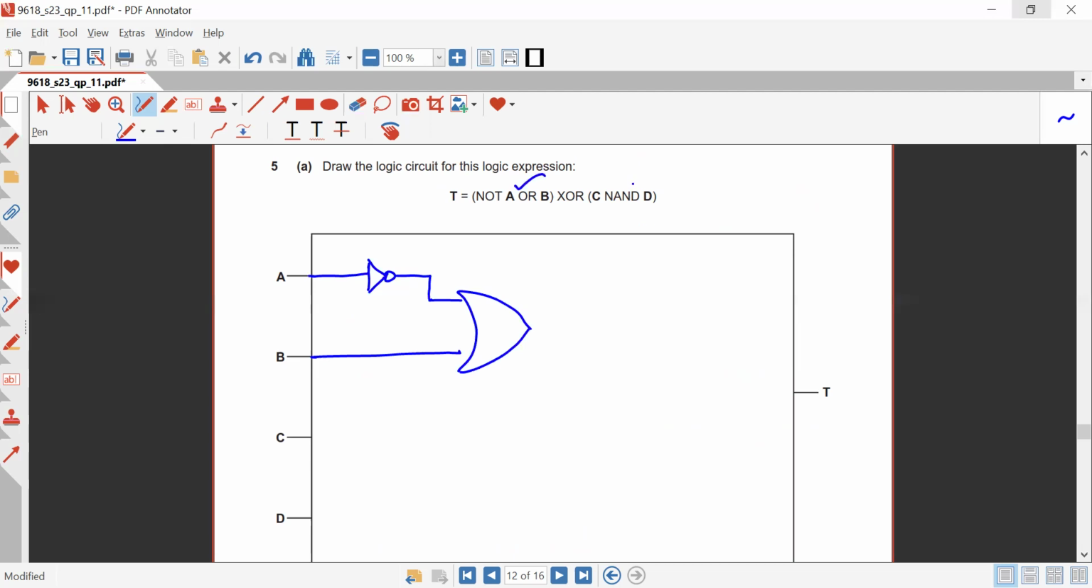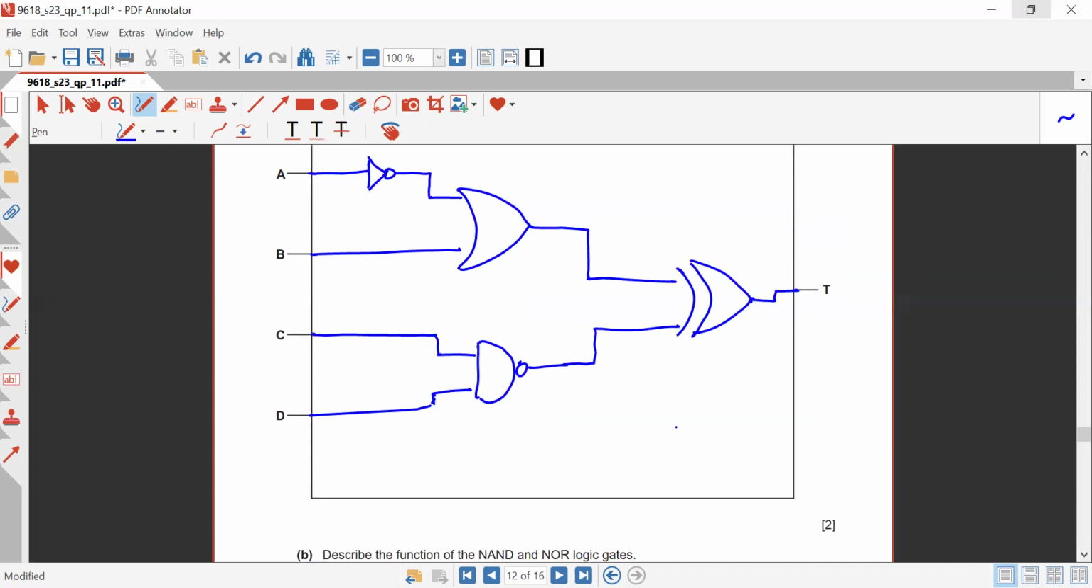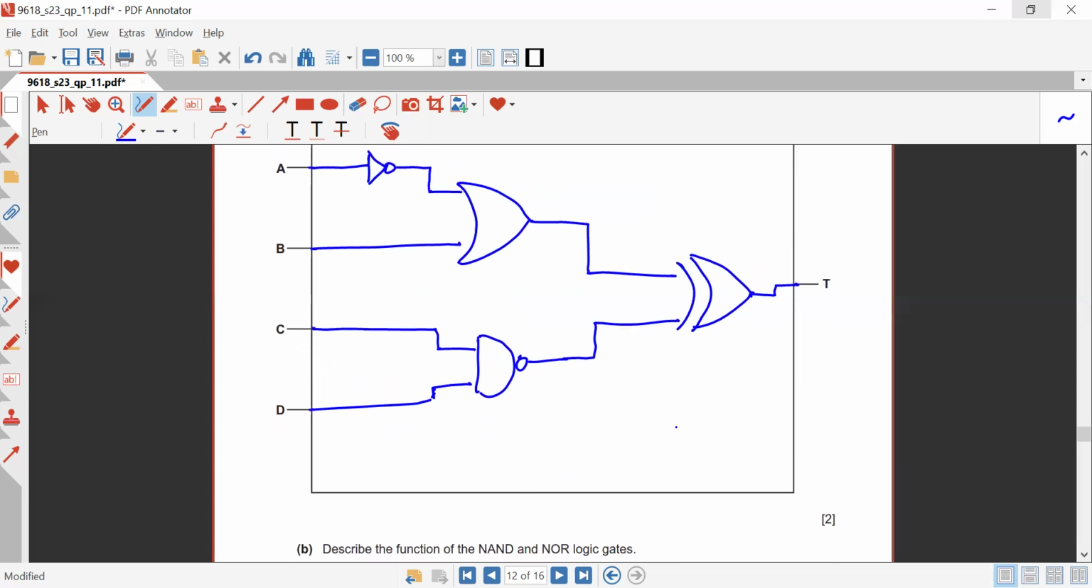The other statement says C NAND D. Okay, C, NAND, D. Now the outputs from these gates are combined together by a XOR gate. So this is how you need to make this circuit. That's for the 2 marks. Do remember, this is not O levels, so you will not be awarded 1 mark for each gate; it's overall for 2 marks.